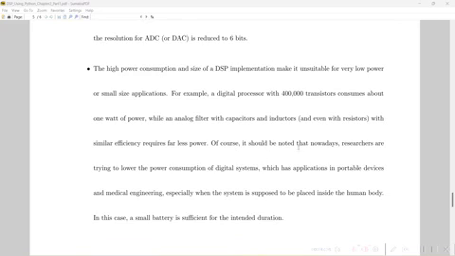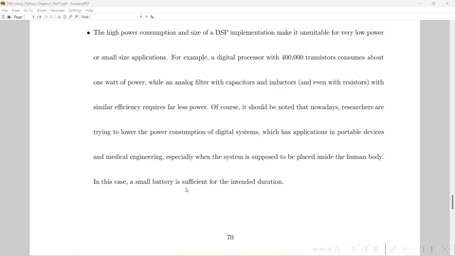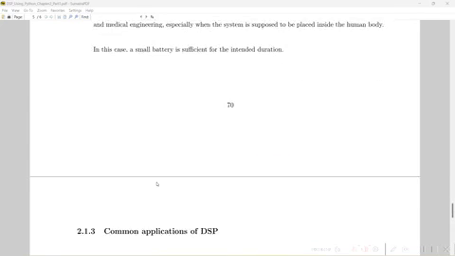Of course, it should be noted that nowadays researchers are trying to lower the power consumption of digital systems, which has applications in portable devices and medical engineering, especially when the system is supposed to be placed inside the human body. In this case, a small battery is sufficient for the intended duration.